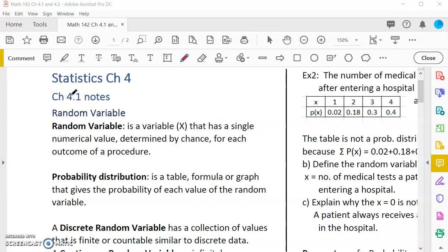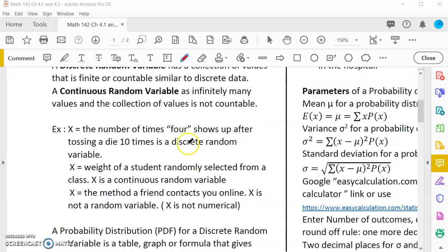So what is a random variable? A random variable is a variable x. Kind of like in algebra, you use something that you don't know and give it a name, x. But it has a single value, not assigned by people through substitution. It's determined by chance for an outcome of a procedure. So if you do a random procedure, there is an outcome and x changes. So I can do an example here.